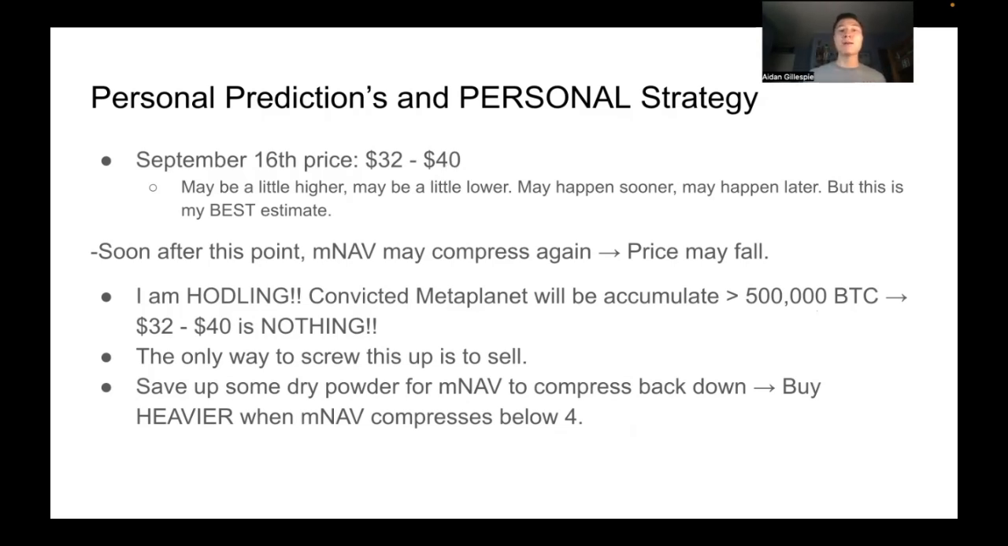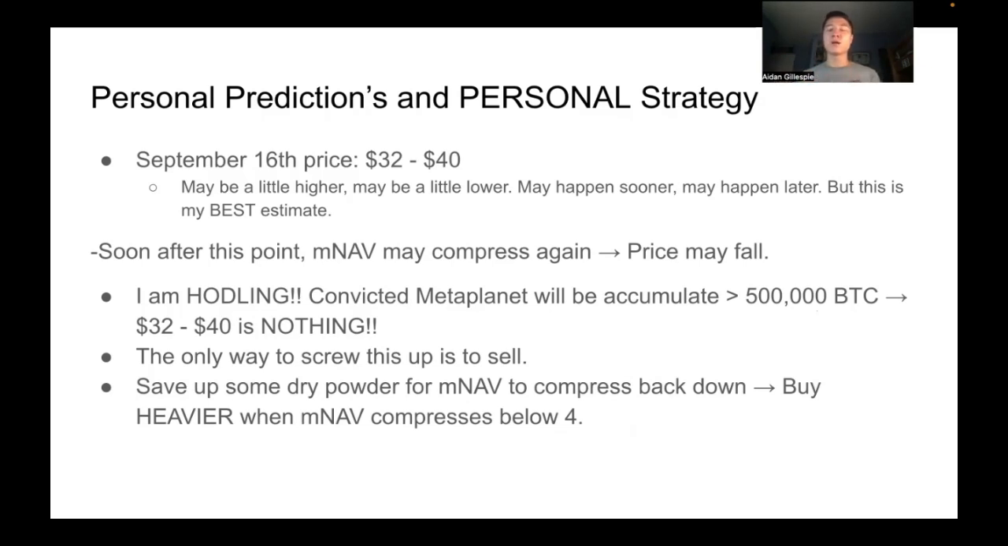Now, this could happen a little bit before September 16th. It could take a little bit longer. And then, of course, it could be a little bit outside of this range. But this is my best estimate based on my models here, that it will be trading at around $32 to $40 around September 16th. However, soon after this point, MNAV may compress again. Again, these are the calculations based on when that next peak in MNAV will be. So after that MNAV peaks, I'm expecting that MNAV will compress back down again.